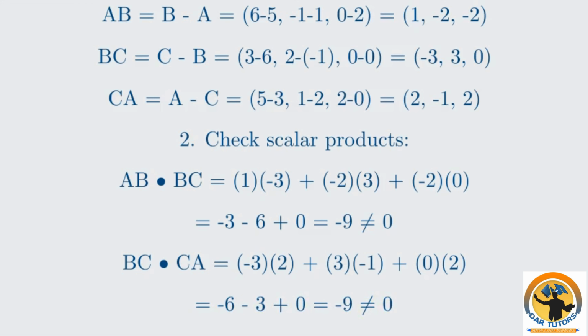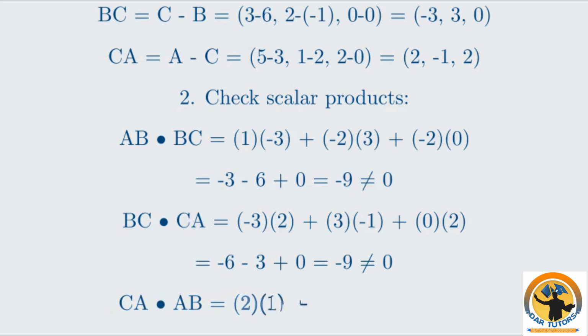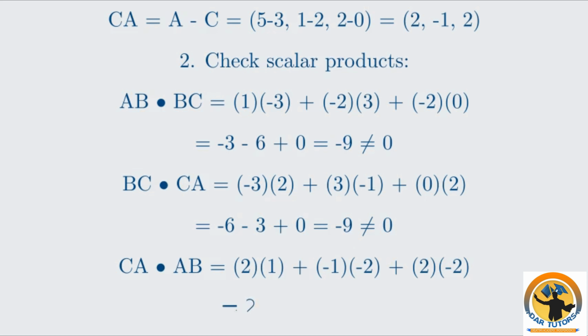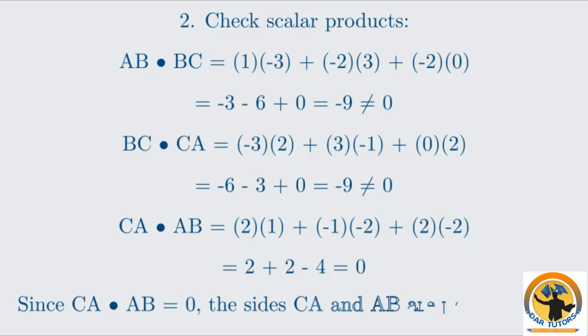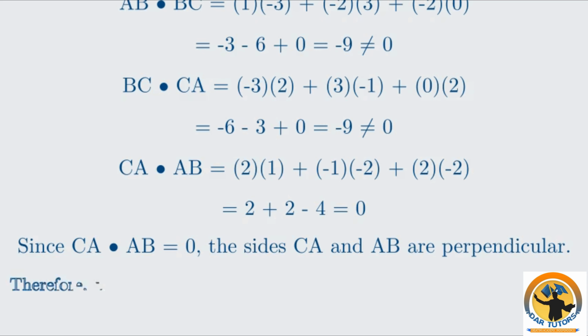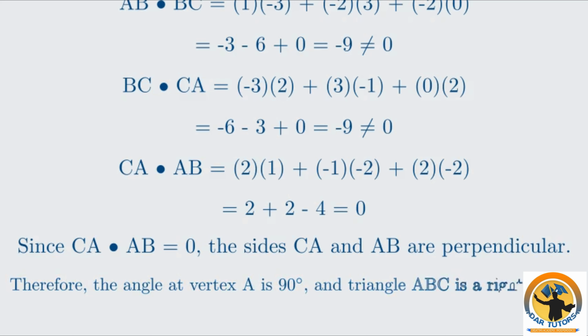Finally, let's check CA.AB. This is 2 times 1, plus -1 times -2, plus 2 times -2. This gives 2 + 2 - 4, which equals 0. We found a scalar product of 0. Since the scalar product of CA and AB is 0, the sides CA and AB are perpendicular. This means the angle at vertex A is 90 degrees, and therefore, triangle ABC is a right-angled triangle.